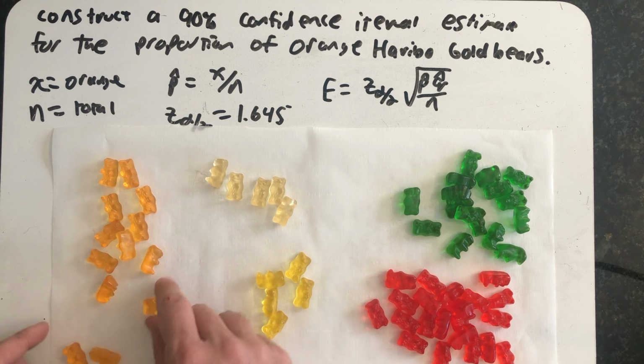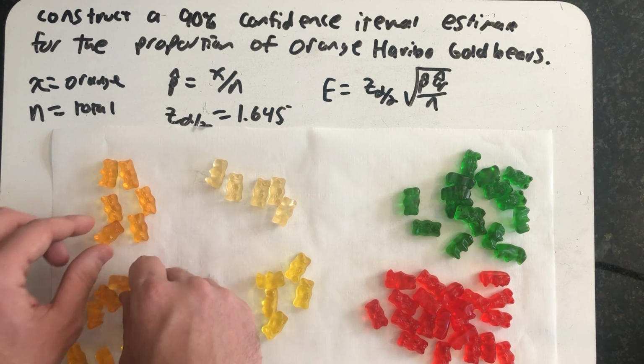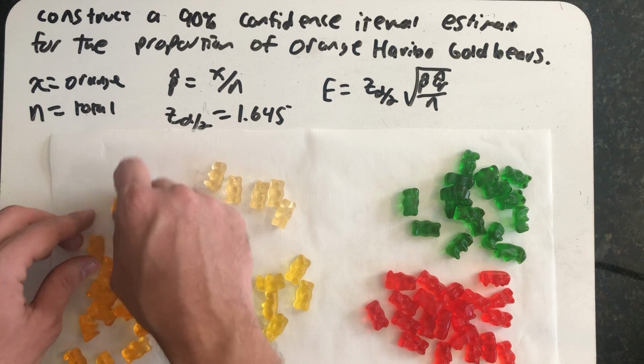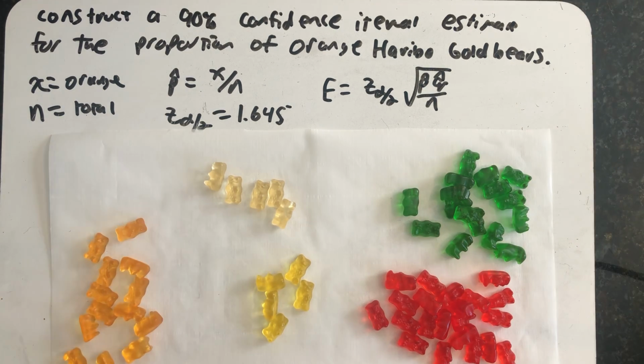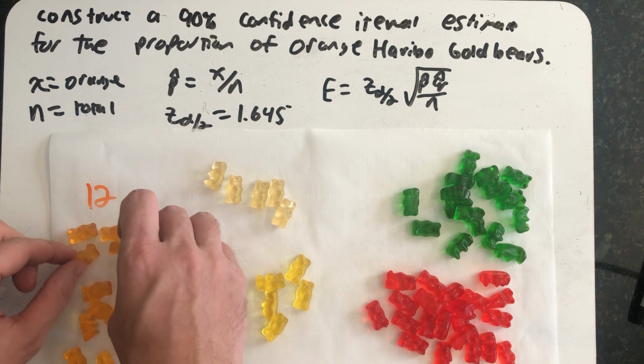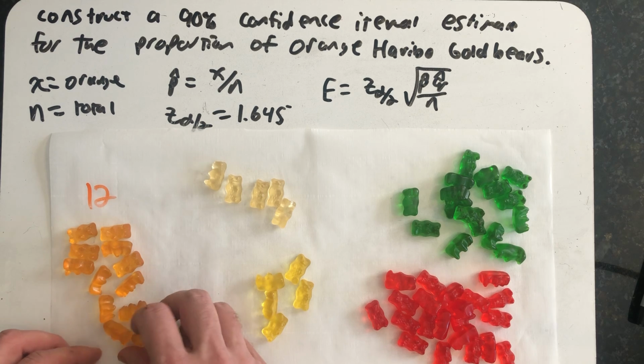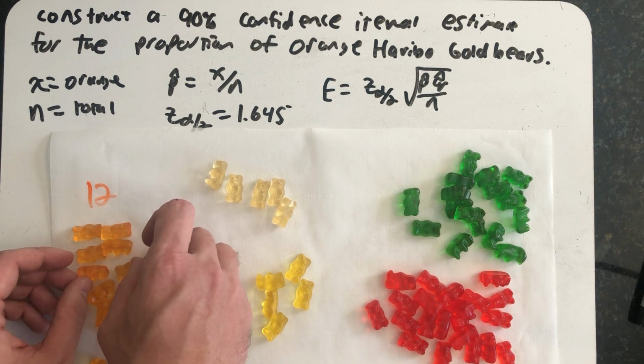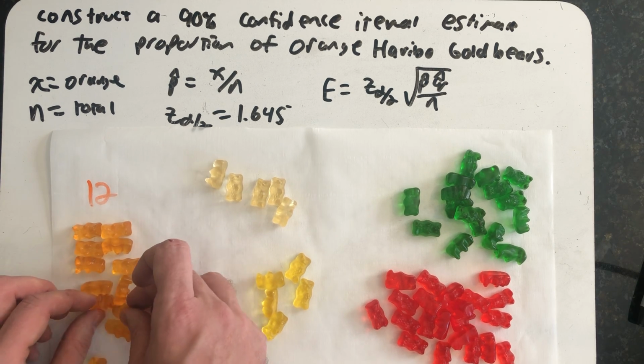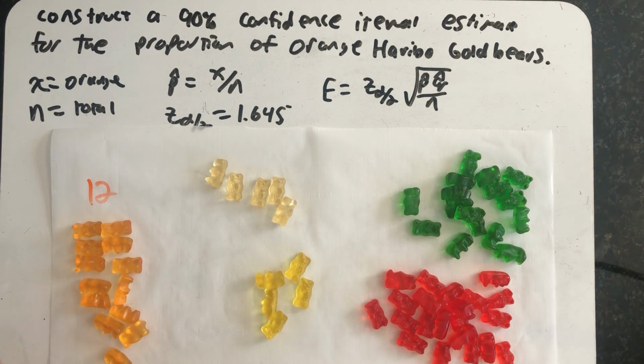So 1, 2, 3, 4, 5, 6, 7, 8, 9, 10, 11, 12 orange ones. I'm just gonna double check that. 2, 4, 6, 8, 10, oh, something's wrong. 2, 4, 6, 8, 10, 12, 13 orange ones.